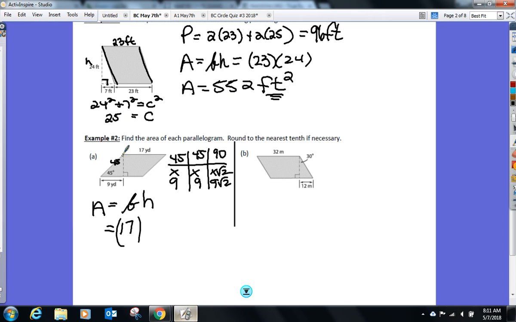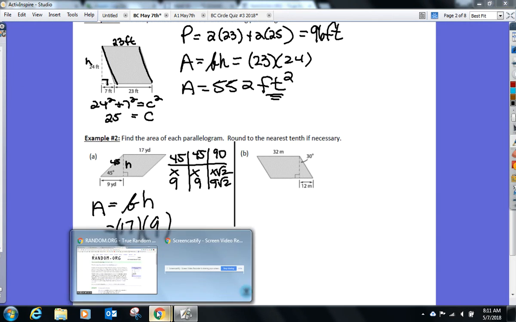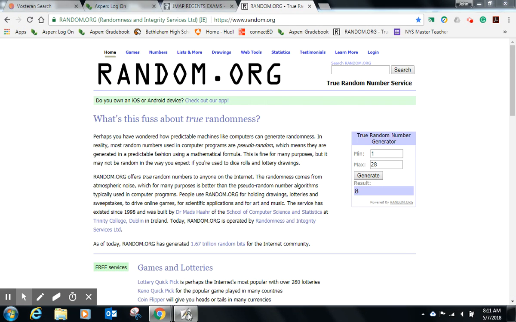Where's the height across from? It's across from the 45. So what's the height? 9. There we go. With the proper units, the area of that parallelogram, with proper units.